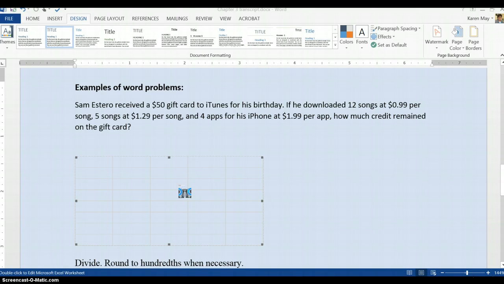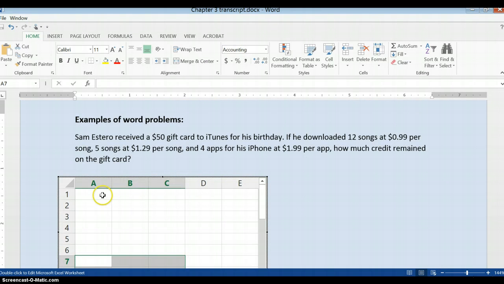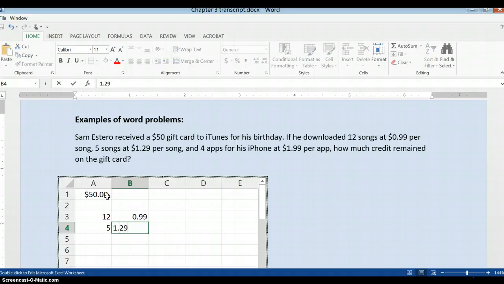I would probably do this in a spreadsheet, but you can do it on your calculator. Just be sure that you organize the information once you've read it. For instance, this is the $50 that he got on his gift card. I'm going to skip a space. He has downloaded 12 songs at 99 cents, 5 songs at $1.29, 4 apps at $1.99 per app. And so we need to extend it to find out how much he's actually spent.